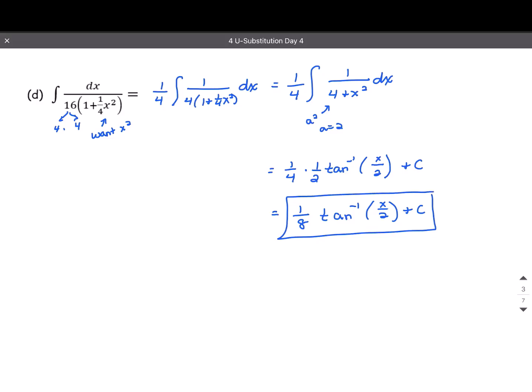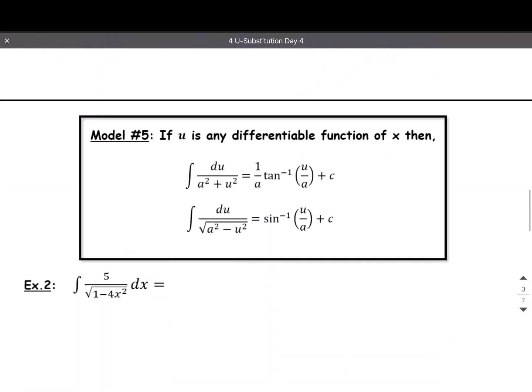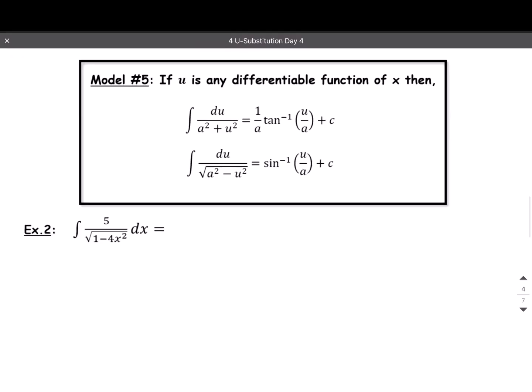Ta-da! Now, there are other ways to do that besides trying to make those 4x squareds and 3x squareds and 1/4 x squareds into x squareds. Okay, we can do a U substitution.